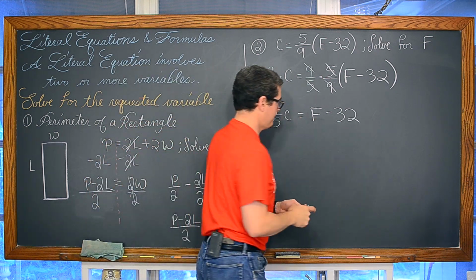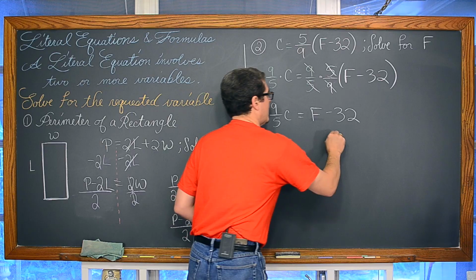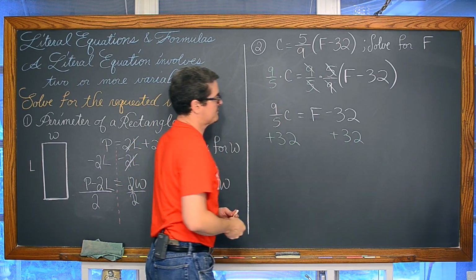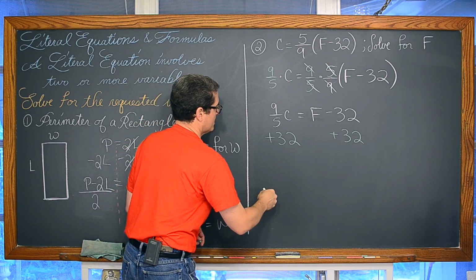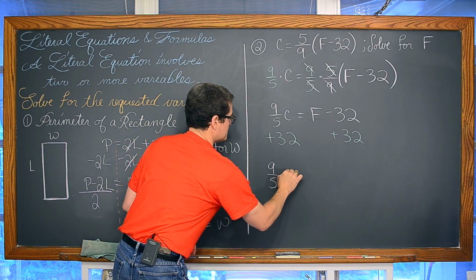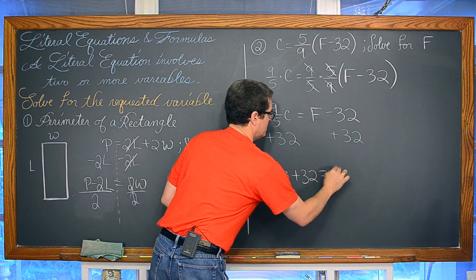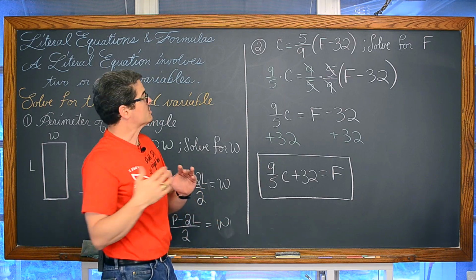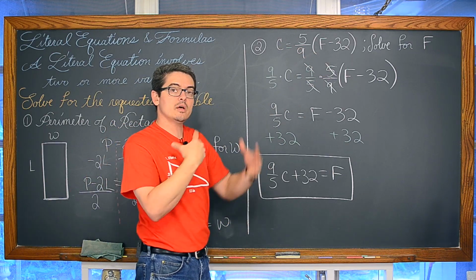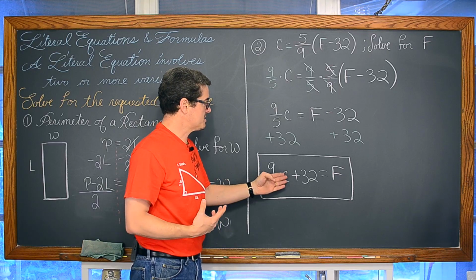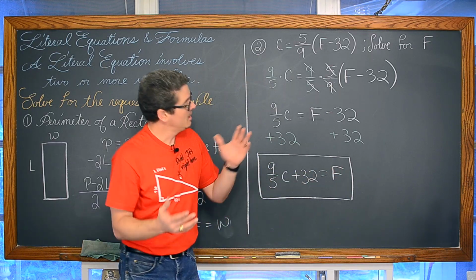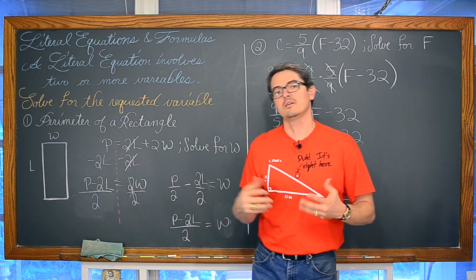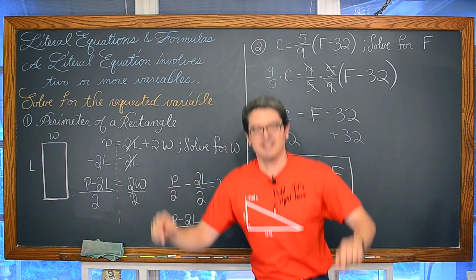And now the last thing with the F is the subtraction of 32. So we're going to add 32 to both sides. Again, I'm stacking this on the left-hand side, but these are not like terms, so they're not really going to go together. And we have 9/5 C plus 32 is equal to F, and we have taken a literal equation that converted Fahrenheit to Celsius to a new equation that would convert Celsius to Fahrenheit. And so there's our first 2 of 4 examples where we're working with literal equations. Next example.